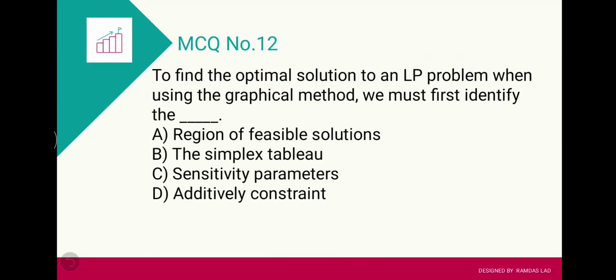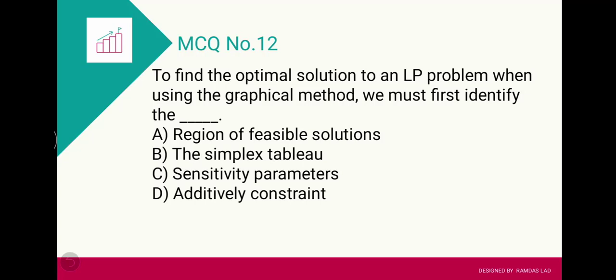Now next question, question number 12. To find the optimal solution to a linear programming problem when using the graphical method, we must first identify when we are going to solve a linear programming problem. So there are some steps we have to follow. Which is the first step? Option A, region of feasible solution. Option B, the simplex tableau. Option C, sensitivity parameters. And option D, additivity constant.